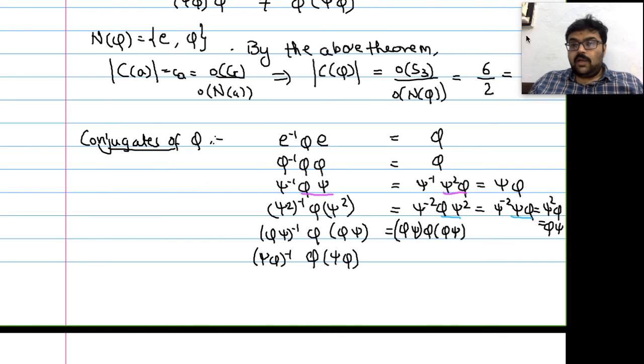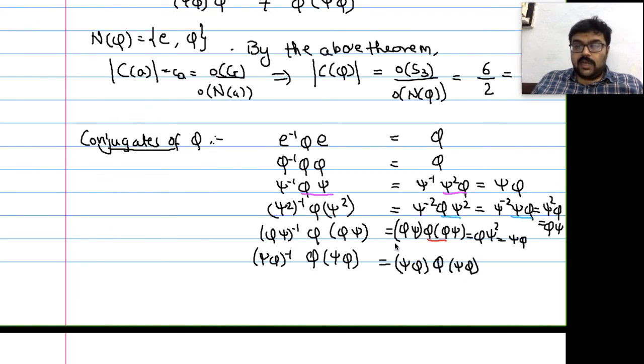Right? Now what happens? This is identity. Phi square is identity. So we have phi and then psi psi, so phi psi square, which is psi phi. So we have psi phi. Here we have this. And what about the last one? The last one is psi phi inverse. Psi phi inverse is again psi phi because it is an element of order 2.